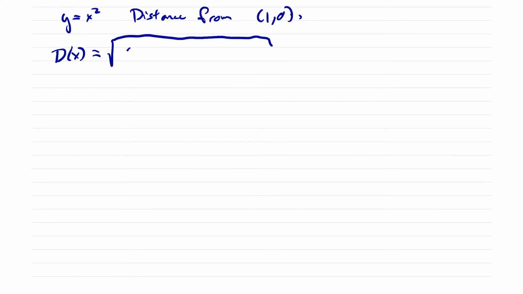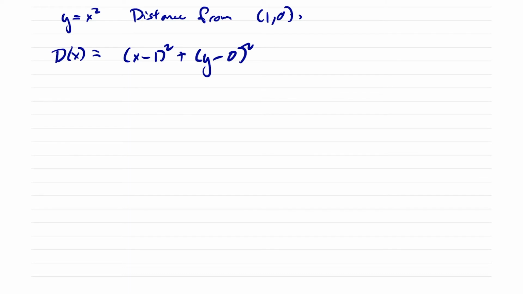We have the equation y equals x squared. We want the distance formula from 1, 0, right? So d of x should be equal to x minus 1 squared plus y minus 0 squared. And the minimum is going to be the same if we even take out the square root, which will save us a little headache. We're not asking what the distance is, we're asking for the x value that gives the minimum distance, so I can just kill this and it'll be the same minimum.